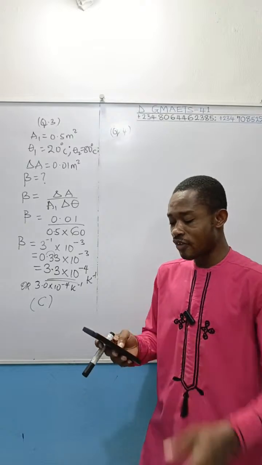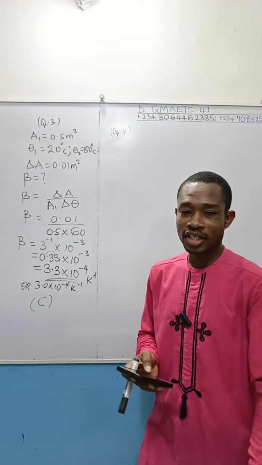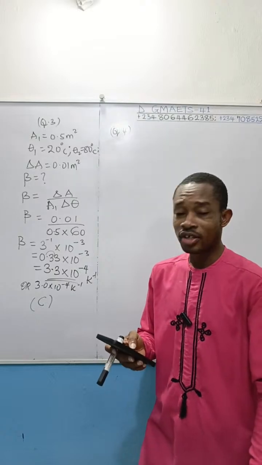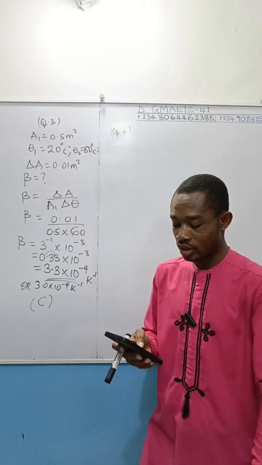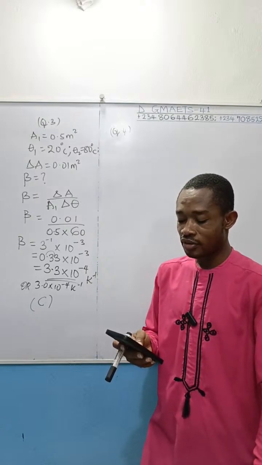Now the options provided: A, 27.3 degrees centigrade; B, minus 24.5 degrees centigrade; C, 2.7 degrees centigrade; D, 24.5 degrees centigrade.